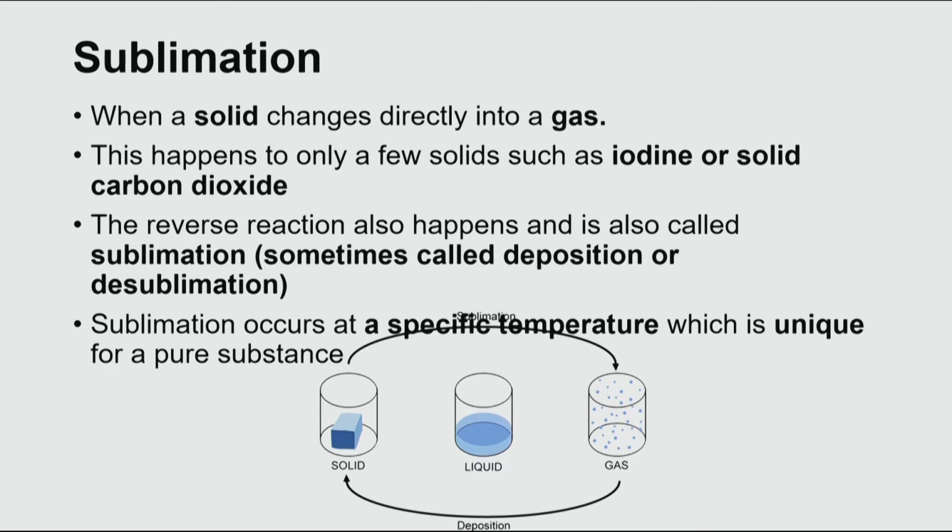Now the reverse of sublimation, you may call it deposition or desublimation. And sublimation happens at a specific temperature which is unique for a pure substance. So each pure substance will sublime at a specific temperature.